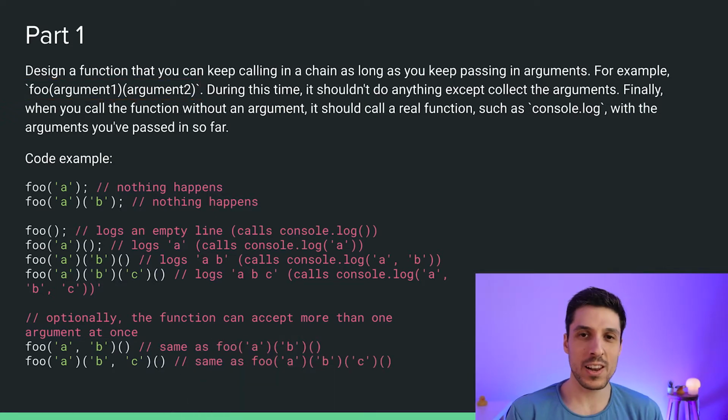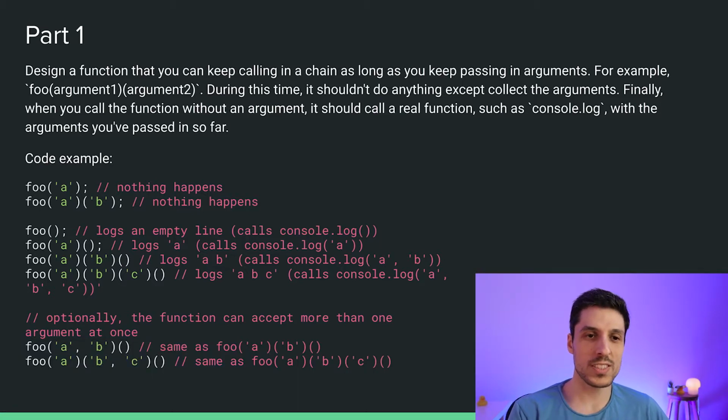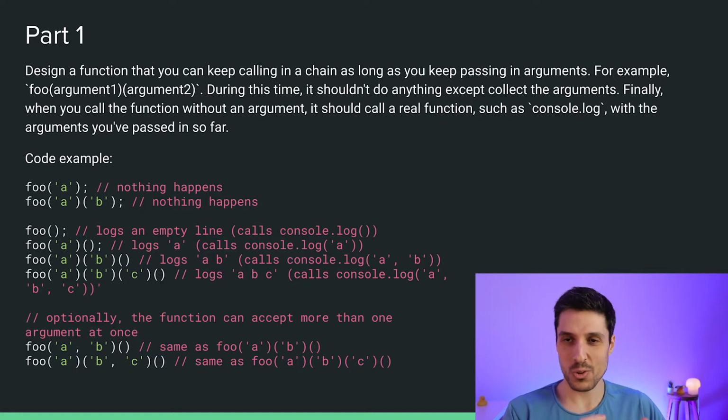Because when you finally call the function without an argument, with empty parentheses, at that point, it should console.log all the arguments you've passed in so far, okay? And that's the challenge. And for more clarification on that, you can see the code on the screen of how it's supposed to work. So let's go through it a little bit just to clarify.